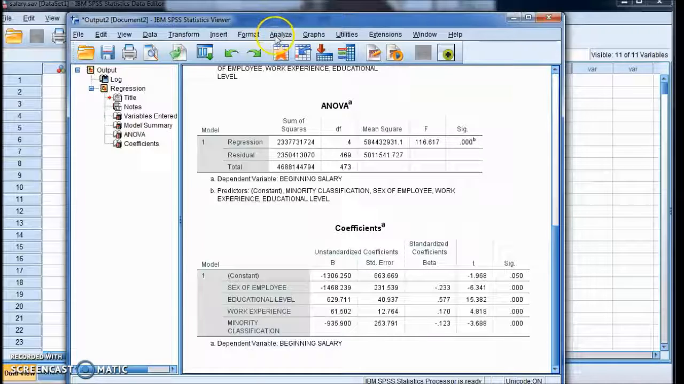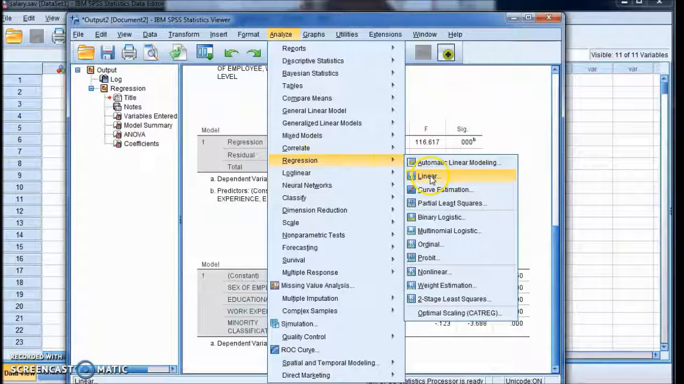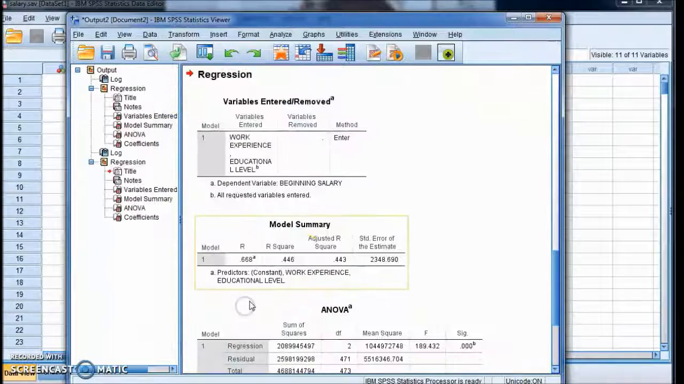So the way you do that is go back into Analyze, stay on Regression, go back to Linear. I'm going back to what I had here. I'm going to pull out some of these and see if it makes any difference. So I'm going to pull out minority classification. See how I pulled it out? And then I'm also going to pull out gender and see if it's going to change how predictive my equation is of just using these two variables, educational level and work experience, with beginning salary. So I'm going to go ahead and run that.